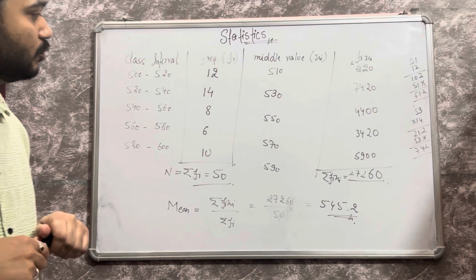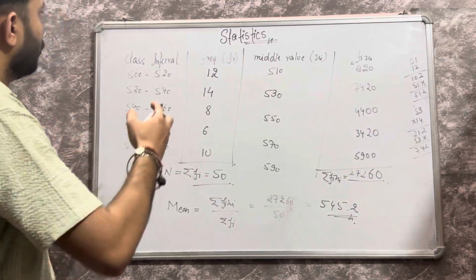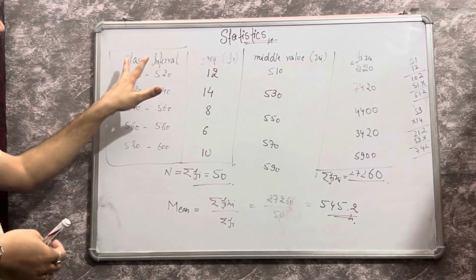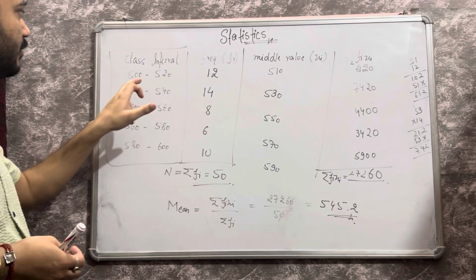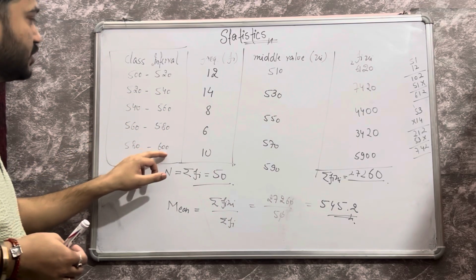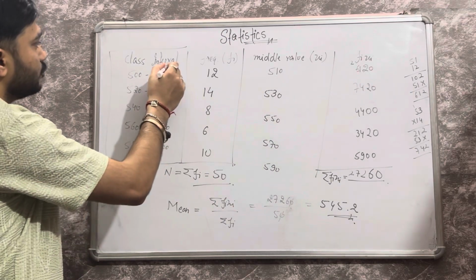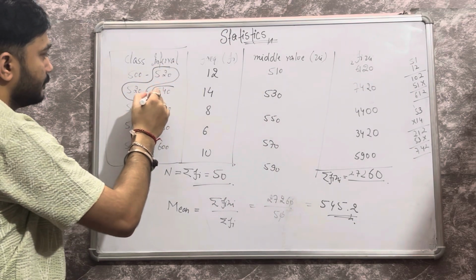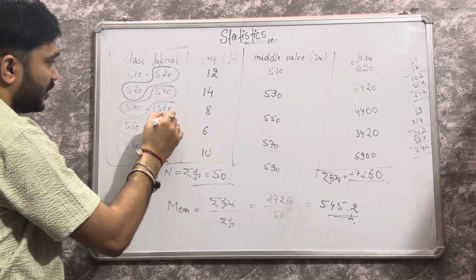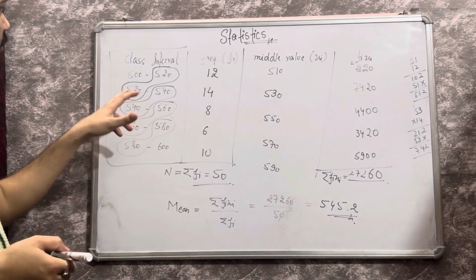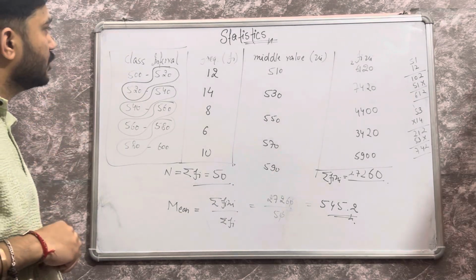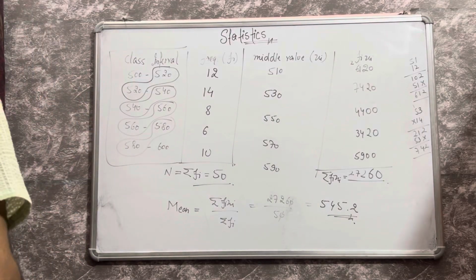Now let us move forward to the next question. But before that, look at the class intervals here. The class intervals given are 500 to 520, 520 to 540, 540 to 560, 560 to 580, and 580 to 600. Look here, these two values are the same. We are going to solve the next question where these two values are not the same, and how to make them the same is the biggest question of the next question.